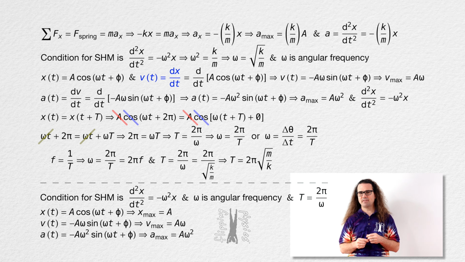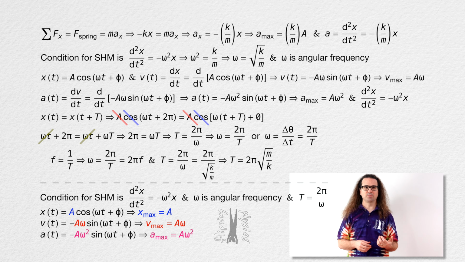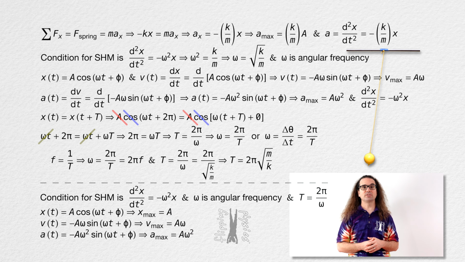We can take the derivative of the position equation twice to derive equations for velocity and acceleration as functions of time. And the maximum position is amplitude, maximum velocity is amplitude times angular frequency, and maximum acceleration is amplitude times angular frequency squared. Those are all general equations for simple harmonic motion. All you need to do is derive what angular frequency equals for each new physical arrangement of simple harmonic motion. For example, next time we are going to derive the period of a simple pendulum.